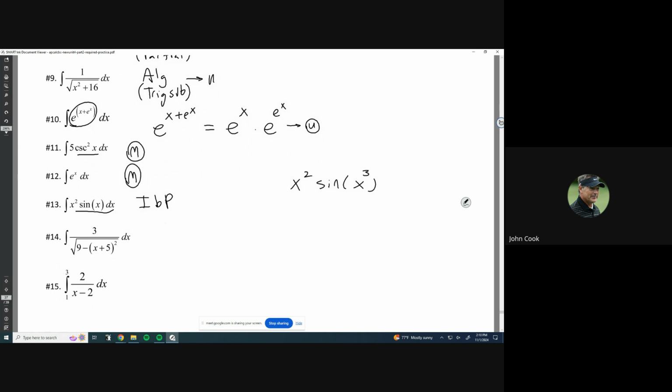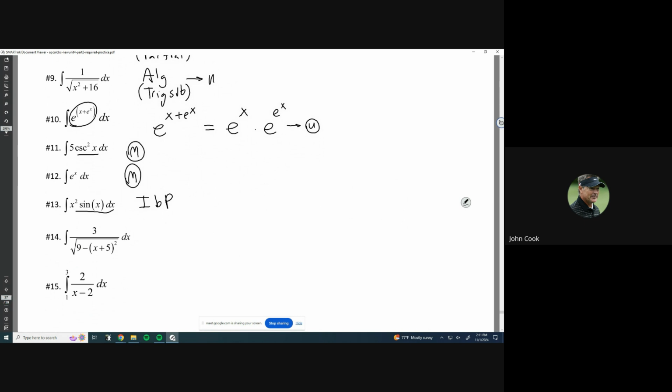You see why that would be a u substitution? Because if I let u equal x to the third power, then du would be equal to 3x squared dx. And see, I've got that x squared and maybe the dx out here. So I'd be able to do a u sub in that case. But you always want to try to do u sub, of course, first to see if it works.